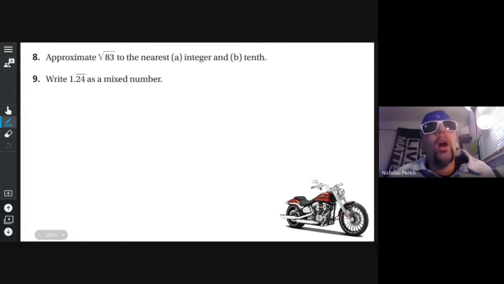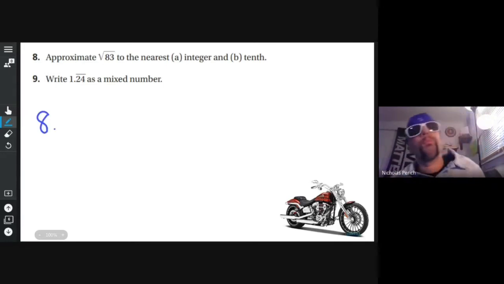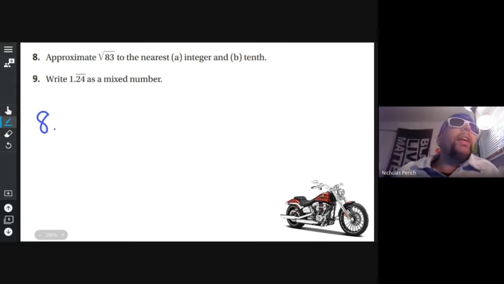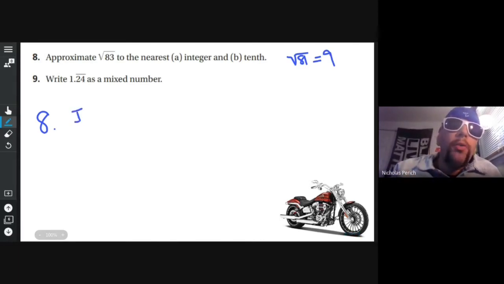Approximate the square root of 83 to the nearest integer and tenth. First off, I ain't even going to use my calculator yet. I don't know what 83 is when I take the square root of it, but I know what the square root of 81 is, and that's 9. The square root of 83 is a little bit more than 9, so it's going to be awfully close to the integer 9.